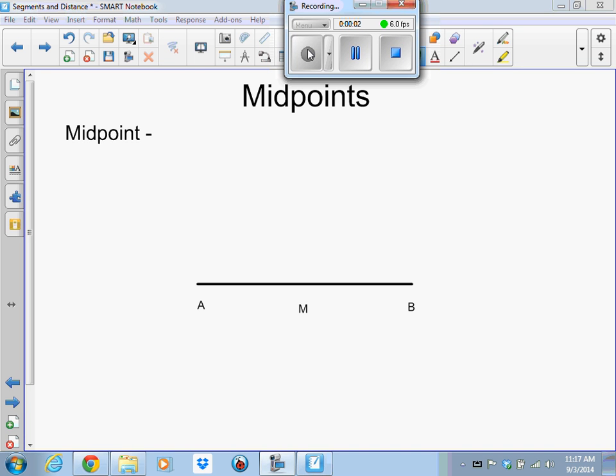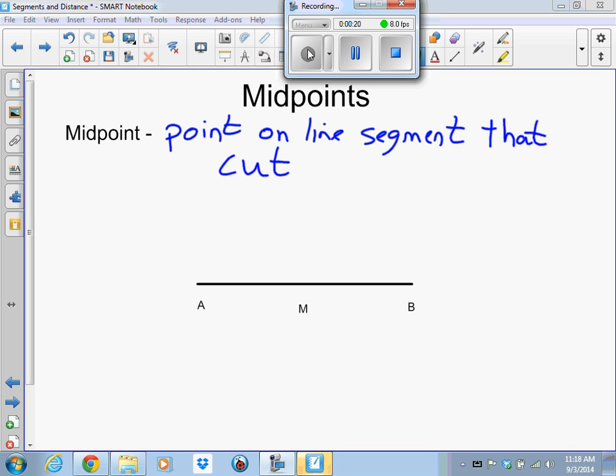All right, today's lesson is going to be on midpoints. A midpoint is just a point on the line segment that cuts it in half. We're going to cut it into two equal parts. So it either cuts it in half or cuts it into two equal parts.